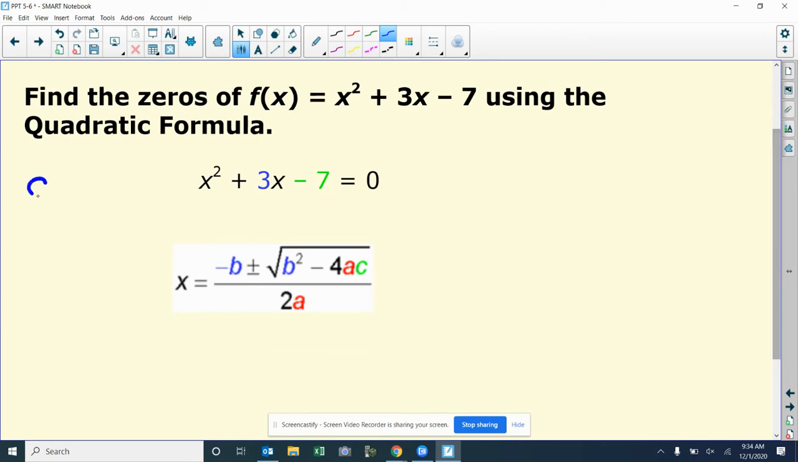So if we're looking at this guy, my A is 1, my B is 3, my C is negative 7. See if we can get that b squared minus 4ac first. My b is positive, so that's okay.